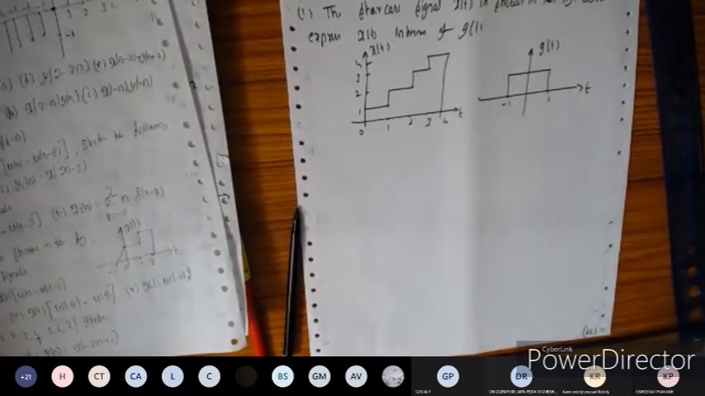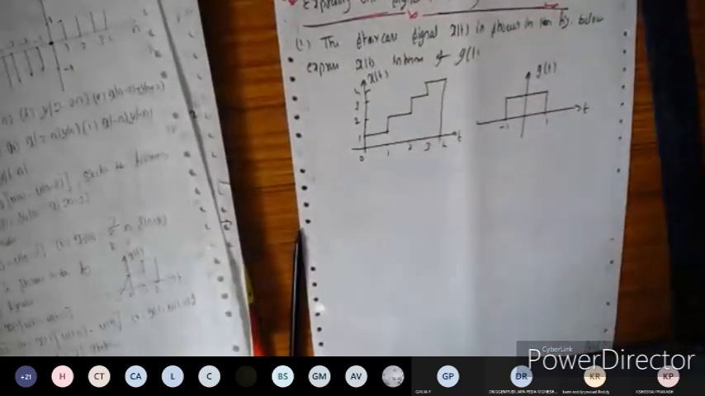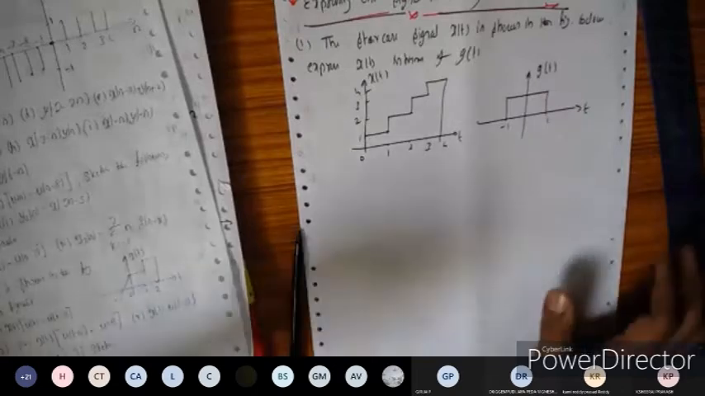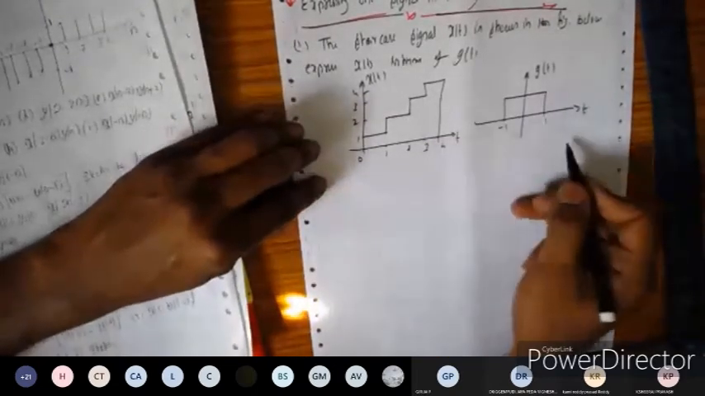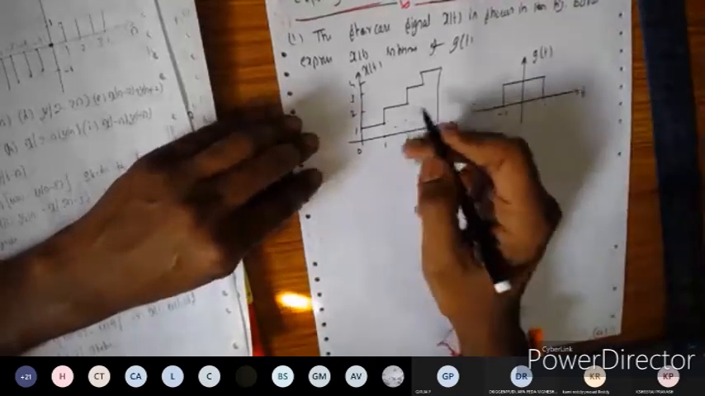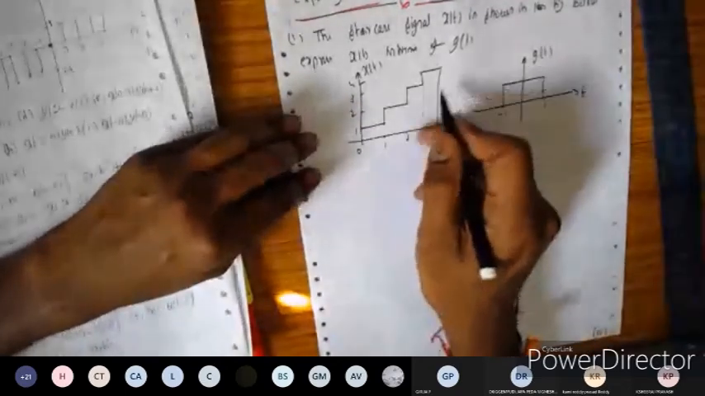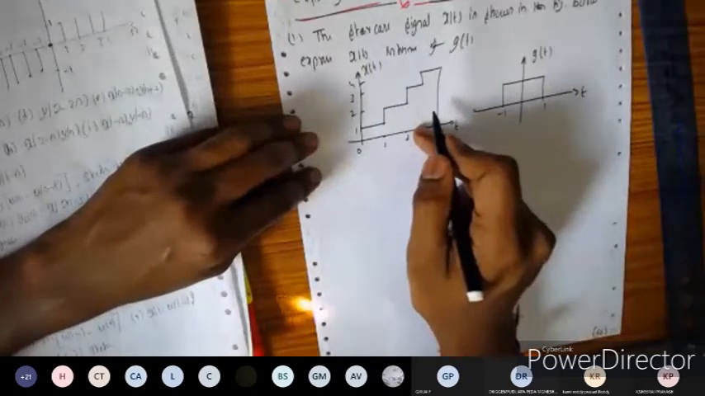Okay, so here what we need to do is express this signal x of t in terms of g of t by performing the operations called shifting and scaling. Here we can see the signal x of t is a combination of four rectangular pulses.